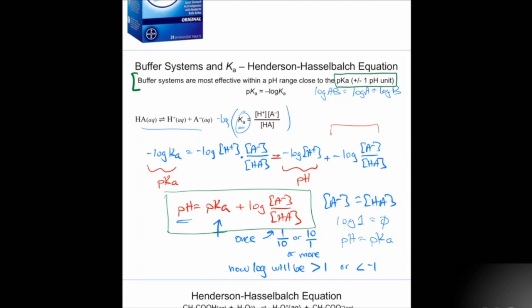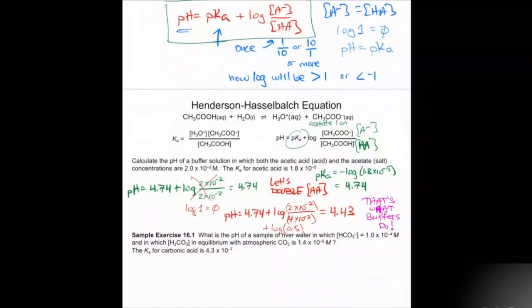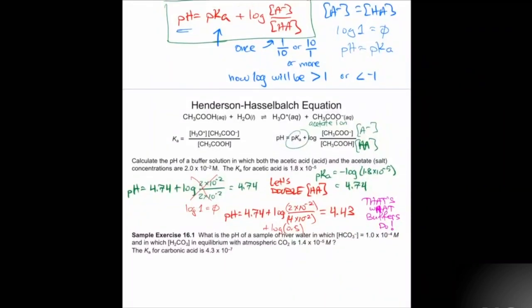So when you make a buffer system, you want to pick one that has a Ka, or a pKa in this case, that's close to the pH that you want to keep things stable at. If we want to keep our blood pH stable, all right, at a pH of 7.4, we want a weak acid that has a pKa of close to 7. Because that way, when we add a little bit of acid or add a little bit of base, all we're doing is tweaking this log function. And the log function won't change significantly until it gets to be greater than a factor of 10 difference between the HA and the A minus. So from a mathematical sense, that's how buffers work.